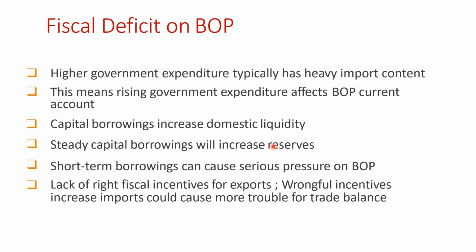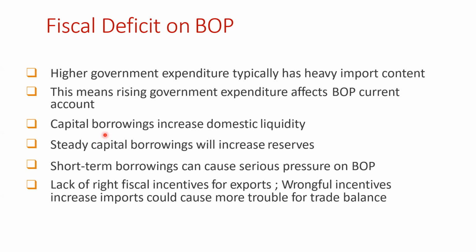That means one action may lead to another issue. That's what we have to think about. Now, when you have this kind of messy situation, we may not be able to identify correctly what kind of proper action we have to take. Maybe we have to take one action and see the repercussions. Okay. Then steady capital borrowings will increase the reserves. That's the other main important thing.